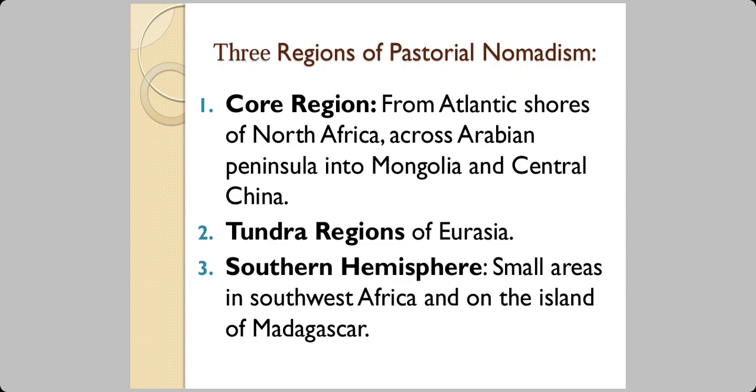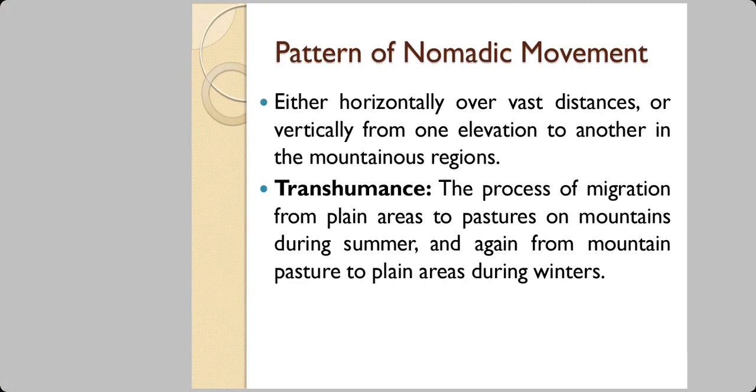The regions where pastoral nomadism is practiced are these three. The core regions are in the Atlantic shores of North Africa, South Arabian Peninsula, going well into Mongolia and central China. The tundra regions of Eurasia. In the southern hemisphere, we have small areas in southwest Africa and on the island of Madagascar.